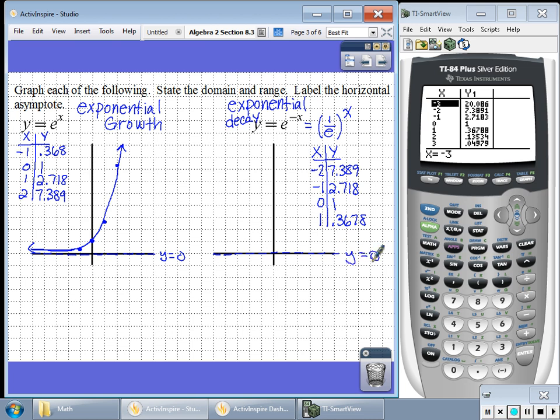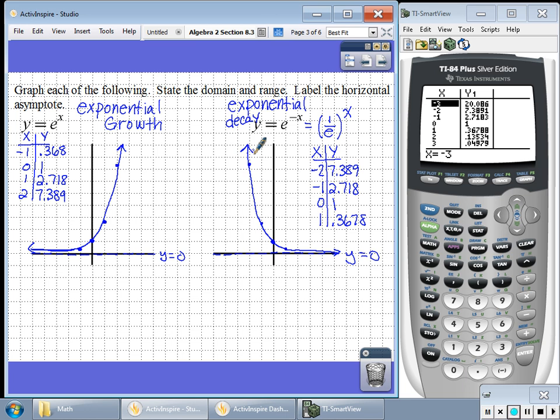Plotting our points, -2, 7.3, that's going to be right about there. -1, 2.718, right about here. 0, 1, right there. And then 1, 0.3678. And so we're coming down. We're approaching 0, but we're never actually quite getting to 0. We're just getting smaller and smaller, so we're hugging that asymptote as we go out.